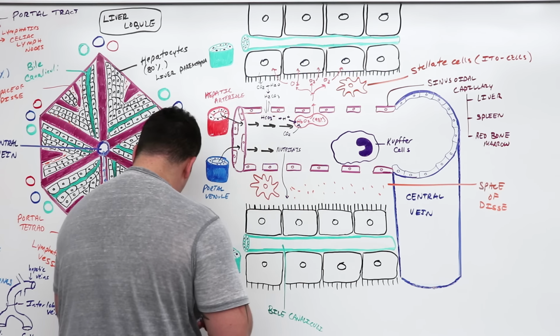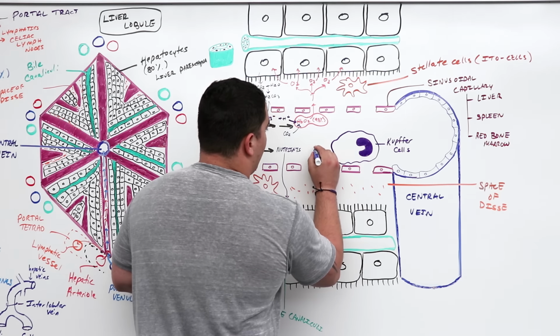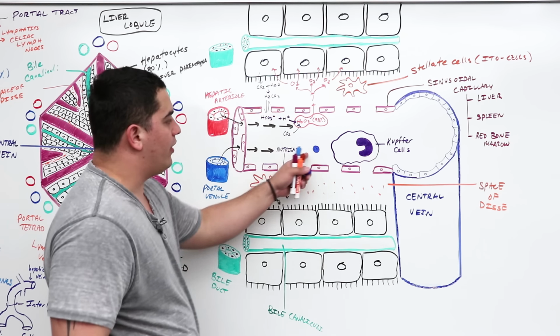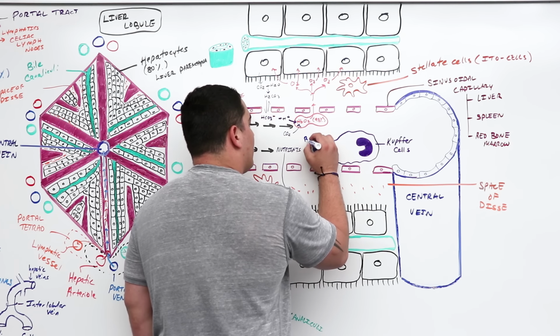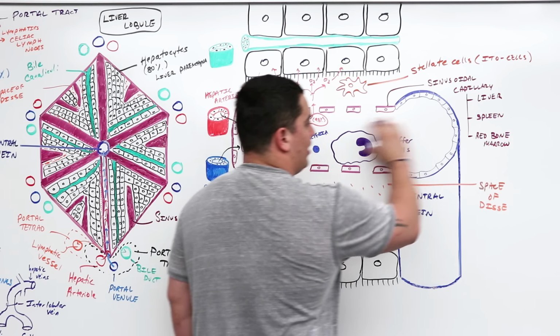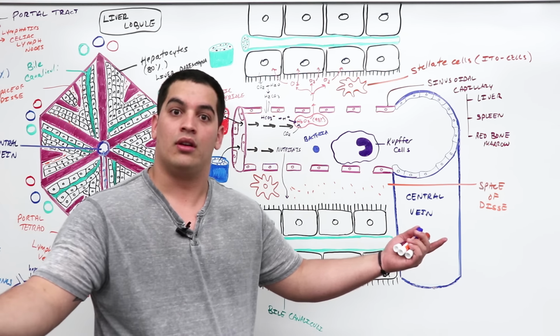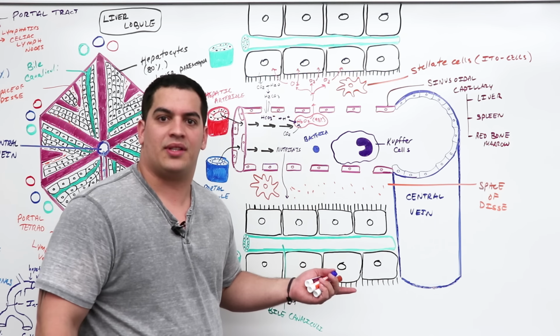So let's make bacteria this blue color here. So let's say here we have this bacteria. This bacteria is not supposed to be here. We don't want it there. If it's there, we do not want this to continue to just funnel right past these sinusoidal capillaries, go into the central vein, and then get into our systemic circulation. That's bad, because bacteremia, if in high levels, can cause septicemia. So we don't want that.